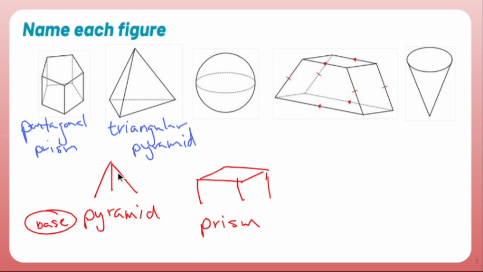And this is neither pyramid nor prism. It's a ball. What's that called? That's a sphere. If you don't know what a sphere is, then why are you in this course? Why are you taking it? Why are you watching these videos?